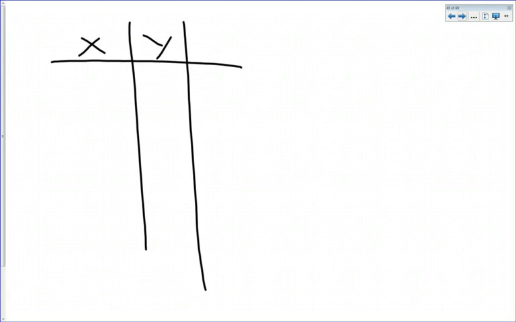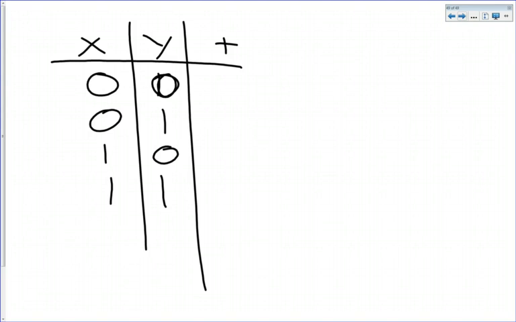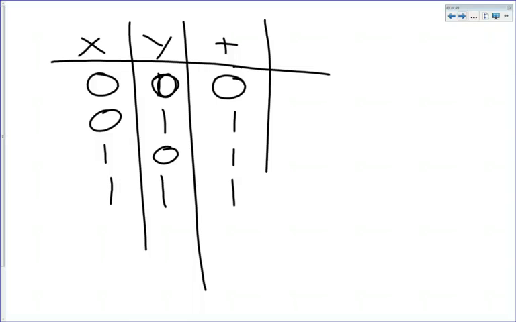Okay? So we have X and Y and our regular OR gate. So if we have 0, 0, 0, 1, 1, 0, 1, 1. With a regular OR gate, this is a 0, right? This is a 1, this is a 1, this is a 1, right? Because either one can be a 1 or both. But with the exclusive OR, this is what that's called, the exclusive OR. This is a regular OR.